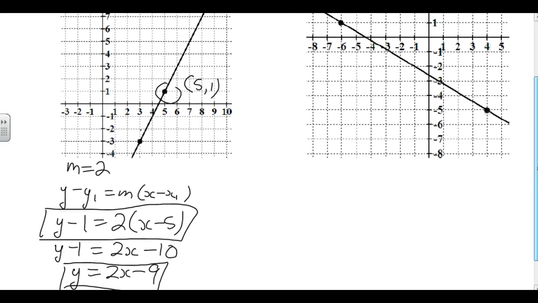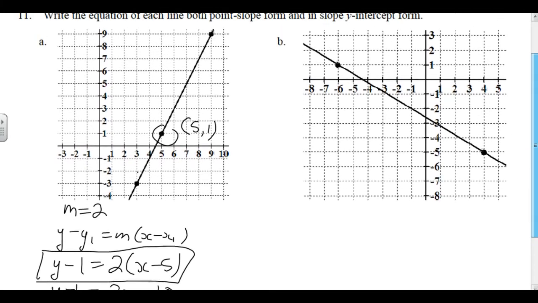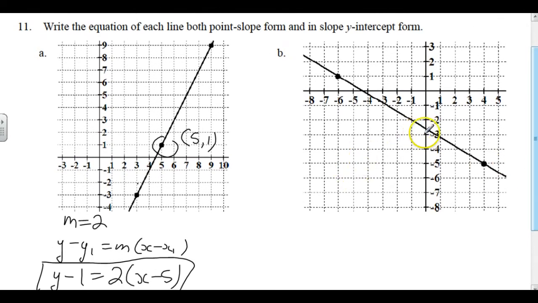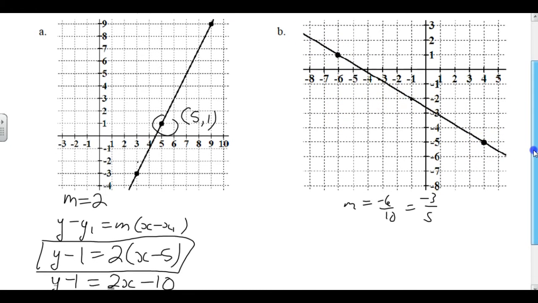Oops, moving stuff around. Okay, not an easy y-intercept to find, right? But we can calculate the slope. So 1, 2, 3, 4, 5, 6, and 1, 2, 3, 4, 5, 6, 7, 8, 9, 10. So the slope is negative 6 over 10, which is negative 3 over 5. So I should be at 1, 2, 3, 1, 2, 3, 4, 5. Yeah, so there's another point. But we use the 2 points that we found, right? And I was just counting. Counting is easy. We could have used the slope formula.